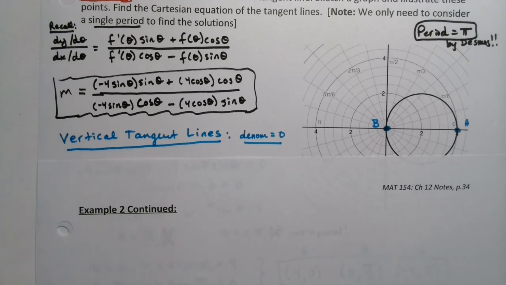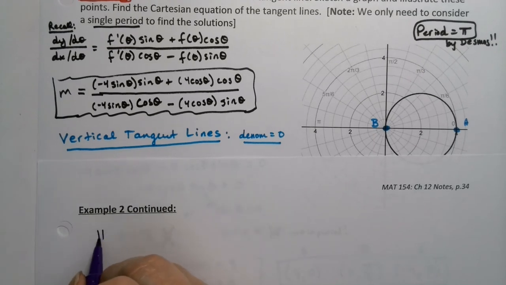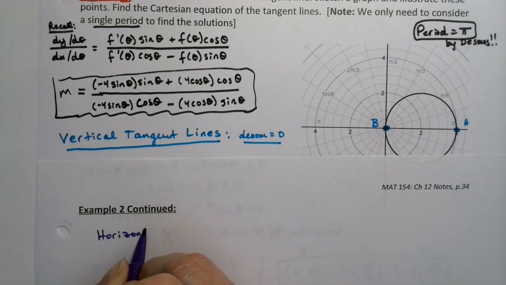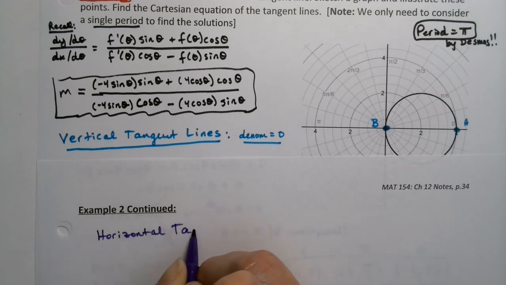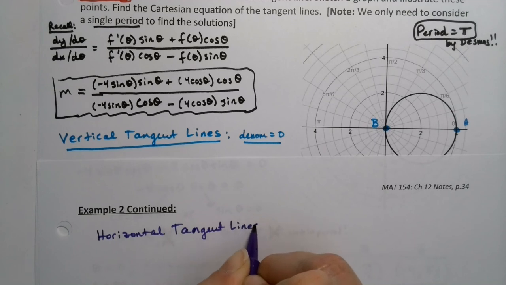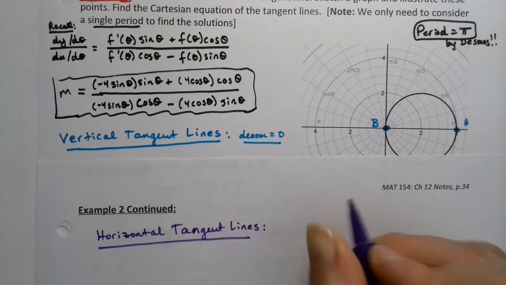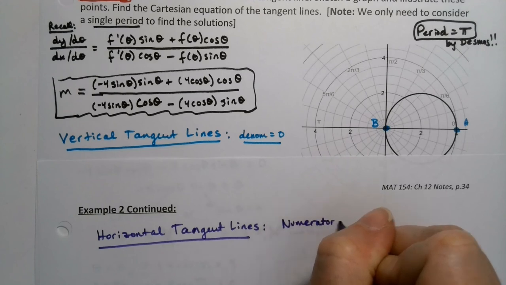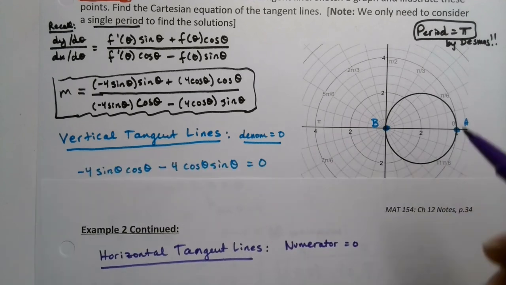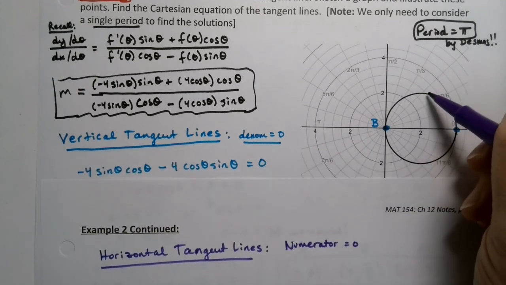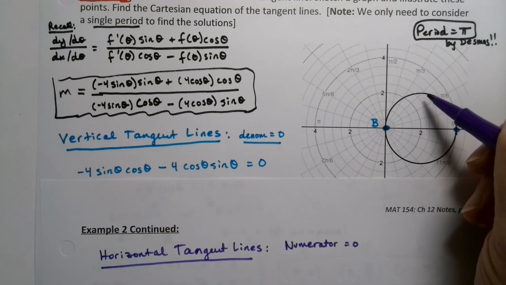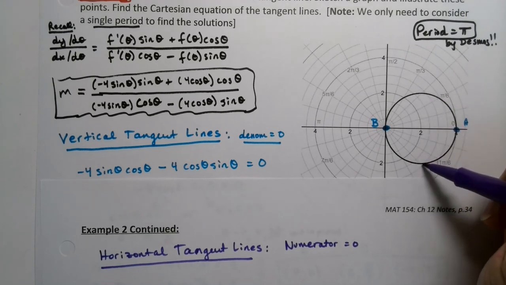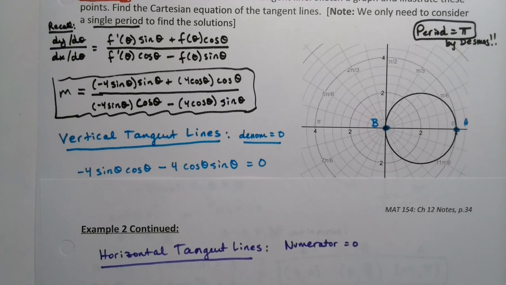Okay, so let me write that down. So for a horizontal tangent line, the numerator equals 0. And I held off on this one because this is going to be the harder one. Because you can see there's kind of a point up here where it's going to happen. And then there's a point down here where it's going to happen. And we're going to figure those places out.